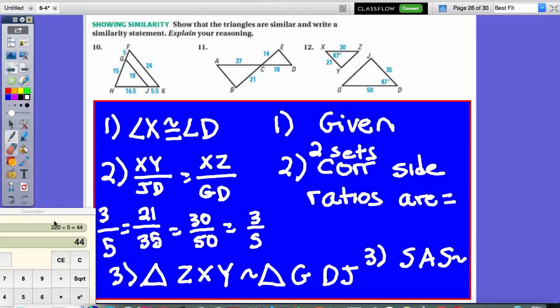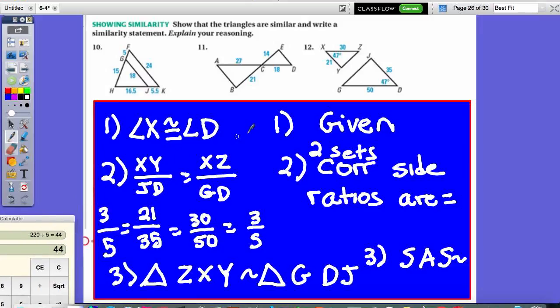So I hope that explains to you, walks you through, obviously, how to do the homework and how to write these out in the way I would want you to write them out.